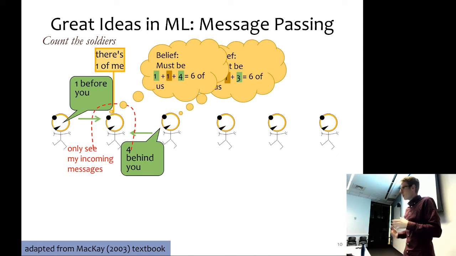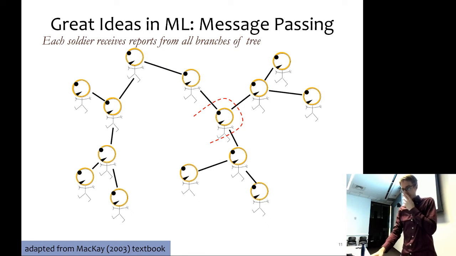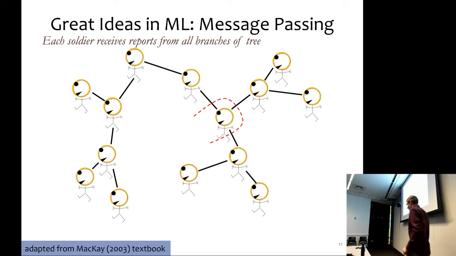Okay? But the interesting part about this is that everyone now shares that same belief, right? This person got a message, 4 behind them, 1 in front of them, and 1 of me. So 6 total. Okay? And, you know, in the military, everything is arranged hierarchically.